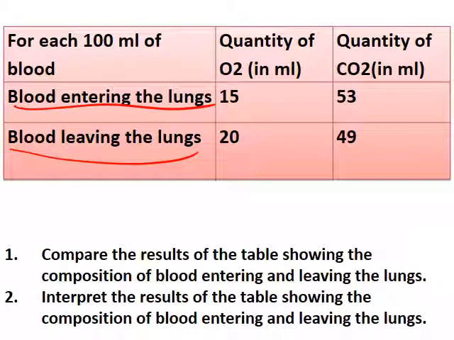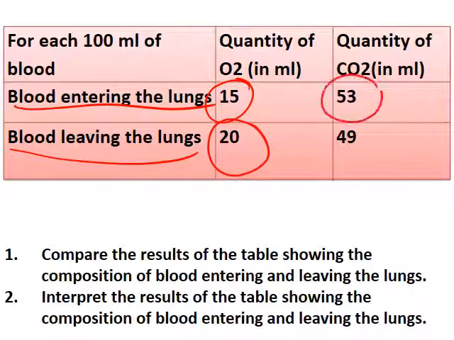If you see here, the quantity of oxygen entering the lungs was 15, while leaving the lungs it becomes 20, so it increases. 53 is the quantity of carbon dioxide in blood entering the lungs, while it's 49 in blood leaving the lungs. Here you have to compare the results of the table showing the composition of blood entering and blood leaving. In comparison, you have to talk about greater than, less than, higher, smaller. We have to talk about the values here.